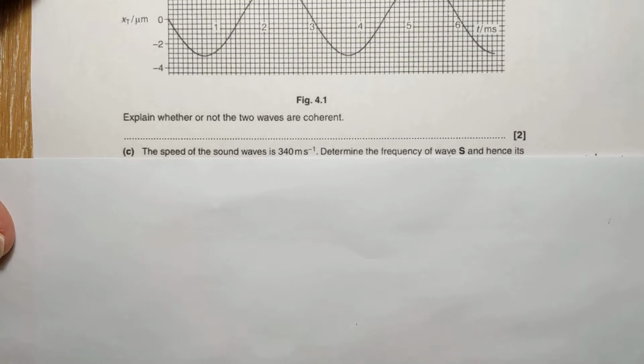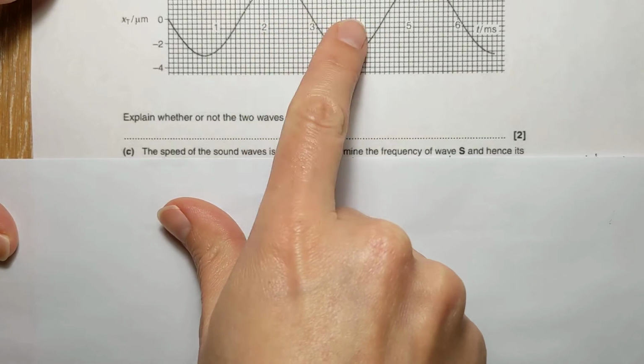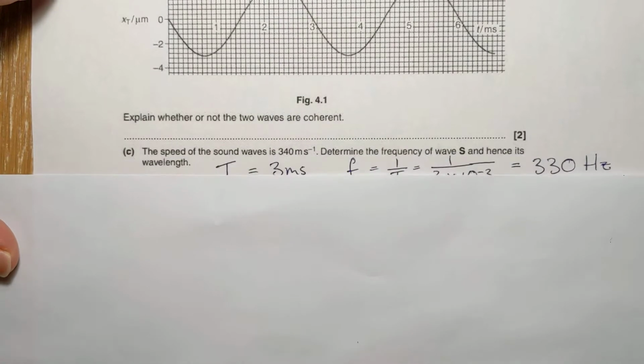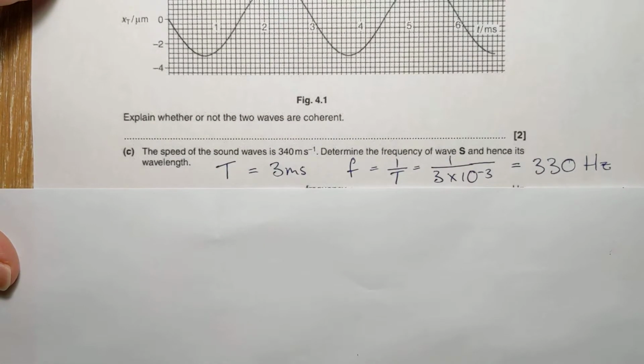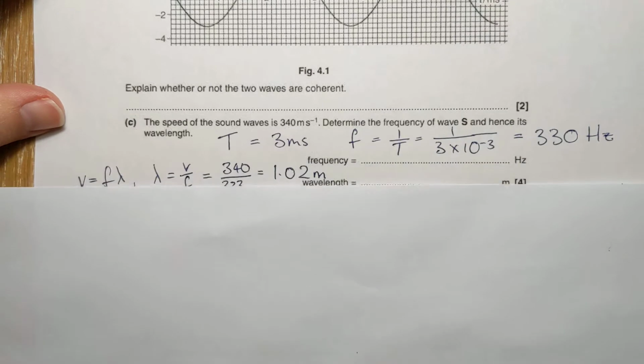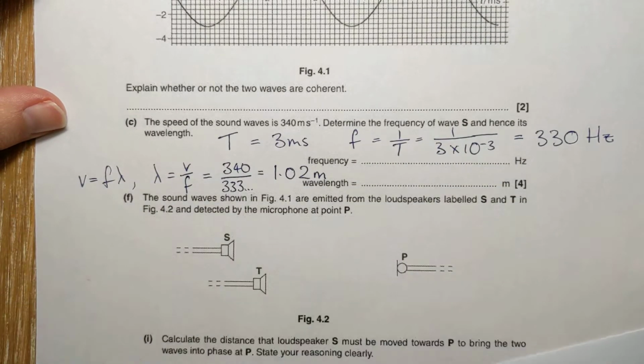Next, we're asked to work out the frequency and wavelength of the sound waves. Well, we get the time period from the graph, that is 3 milliseconds. So we first work out the frequency and then we work out the wavelength.